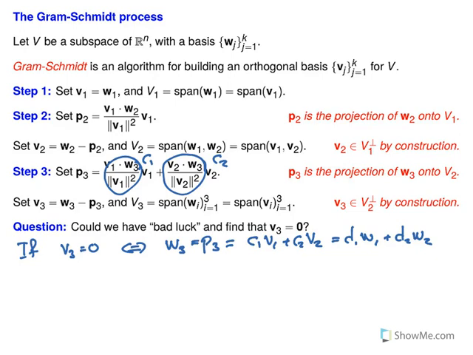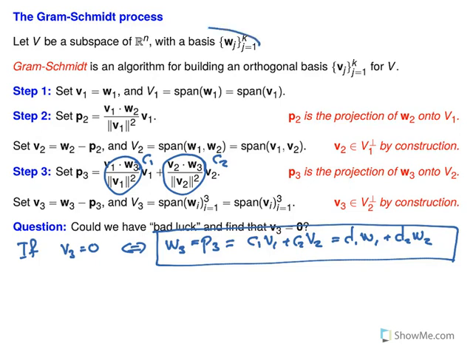So now this equation says that W3 is a linear combination of W1 and W2, which is to say that the set W1, W2, and W3 is linearly dependent, which contradicts the assumption that these guys form a basis. So this cannot happen. When you use this process, you will always find a new non-zero vector, V3, that's orthogonal to the previous two. So this cannot fail. It's a very solid process.